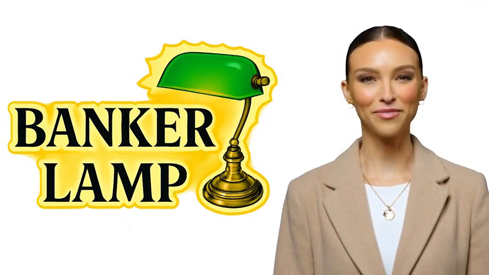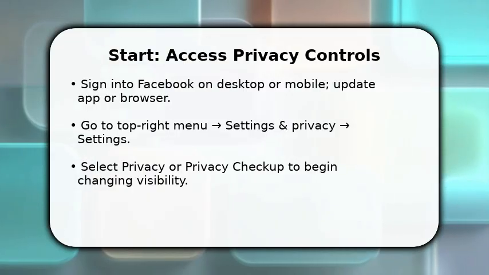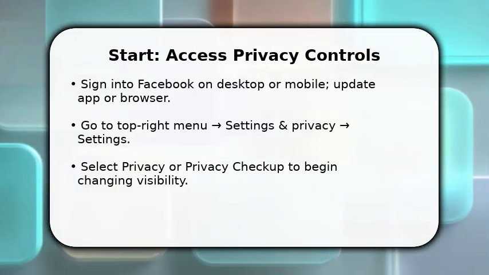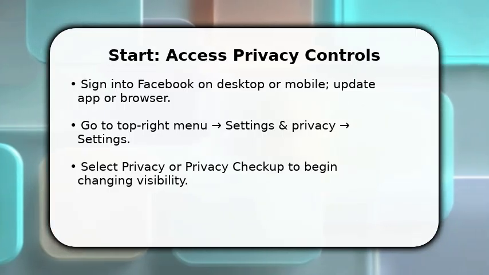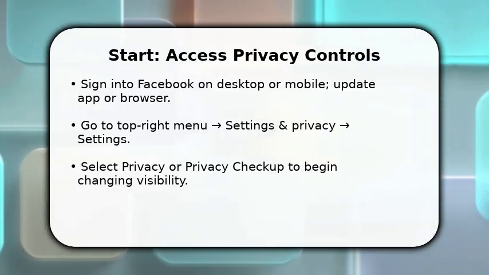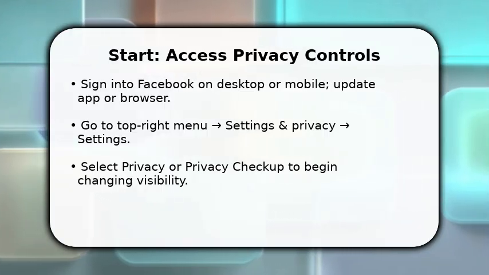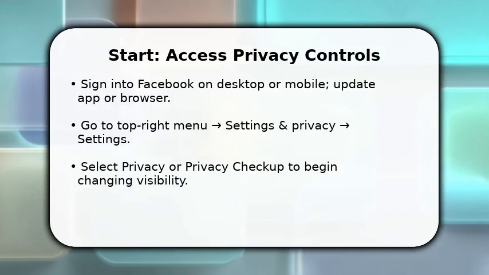Please enjoy the video. You start by signing into Facebook and confirming the app or browser is up to date. This avoids hidden UI differences. Once done, open the top right menu and choose Settings and Privacy, then Settings. From there, pick Privacy or run the privacy checkup to see who can see your content.